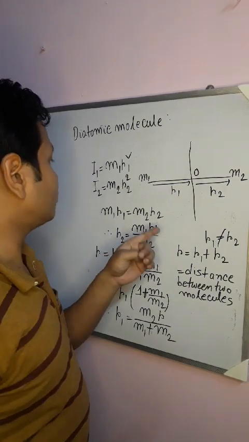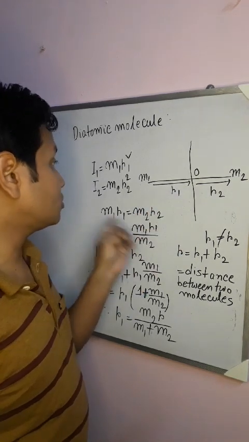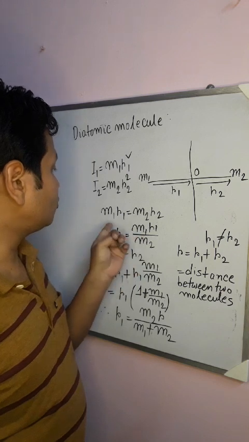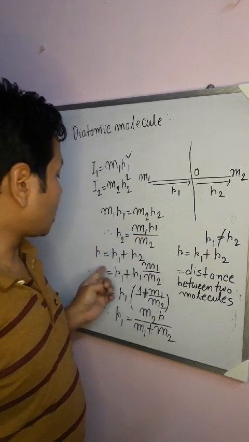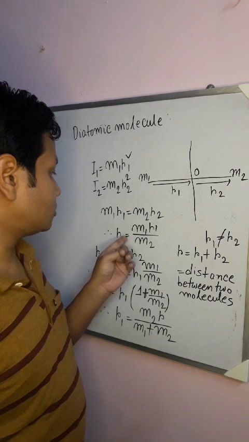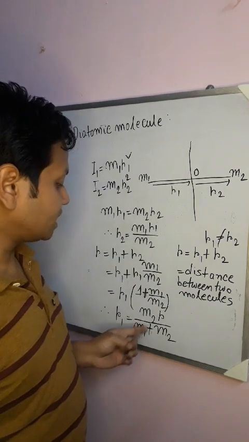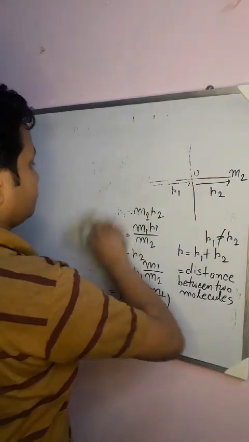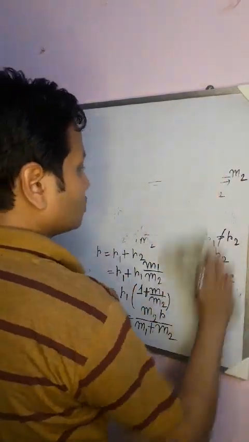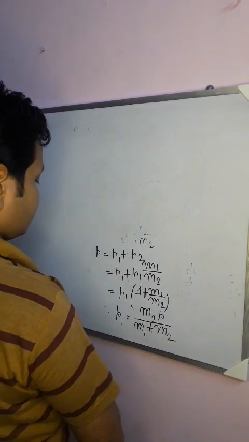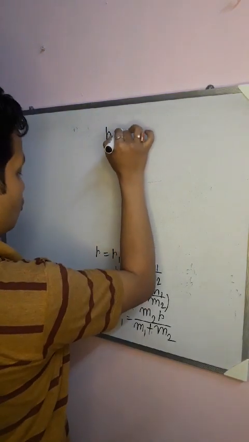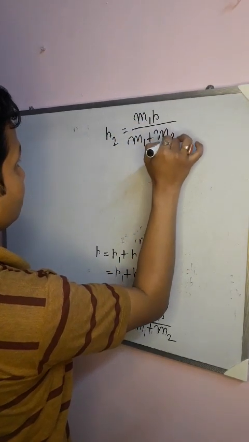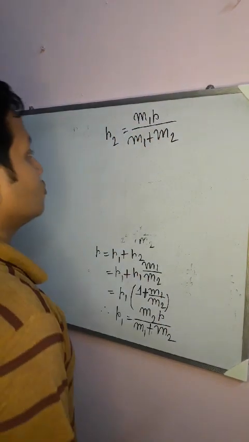From the center of mass theory we know m1 r1 equals m2 r2, so put r2 equal to m1 r1 by m2. Now r equals r1 plus r2. Substitute the value of r2 and we get r1 in terms of r. Similarly, you need not derive both of these; you can write r2 as m1 r by (m1 plus m2). Okay, r1 and r2 are necessary.